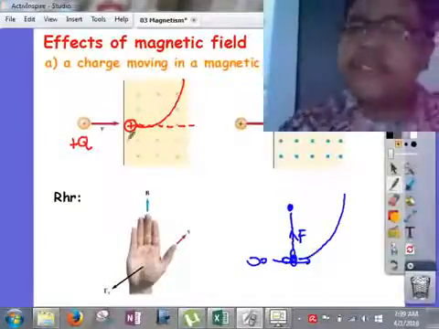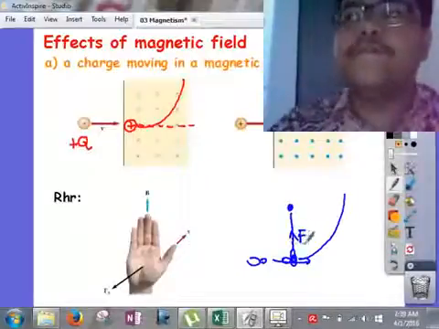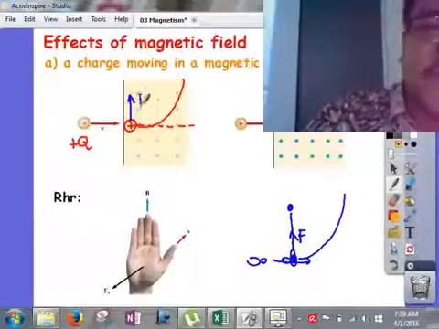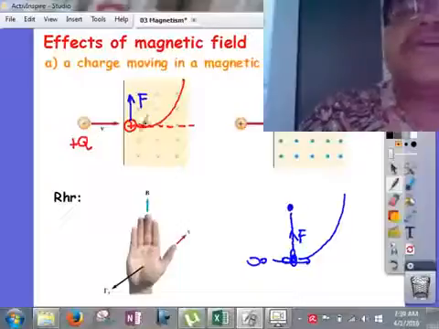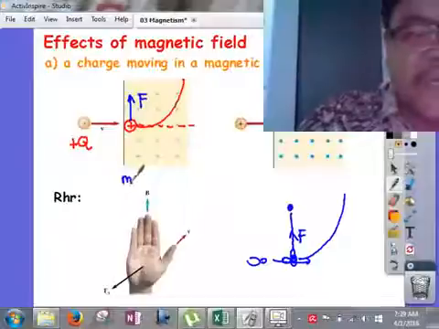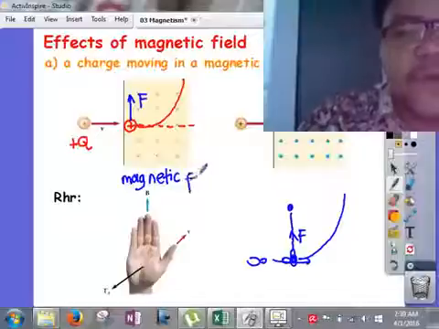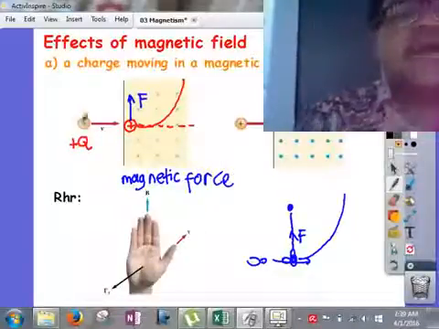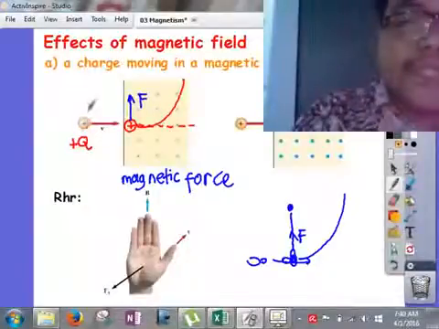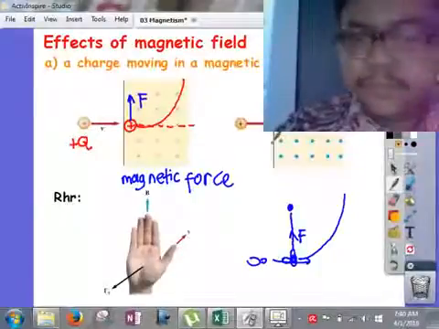So, in this case, the same thing happens, but instead of the force of the rope, there is another force upward, and this is called magnetic force. And this happens for positive charges. Now what will happen?